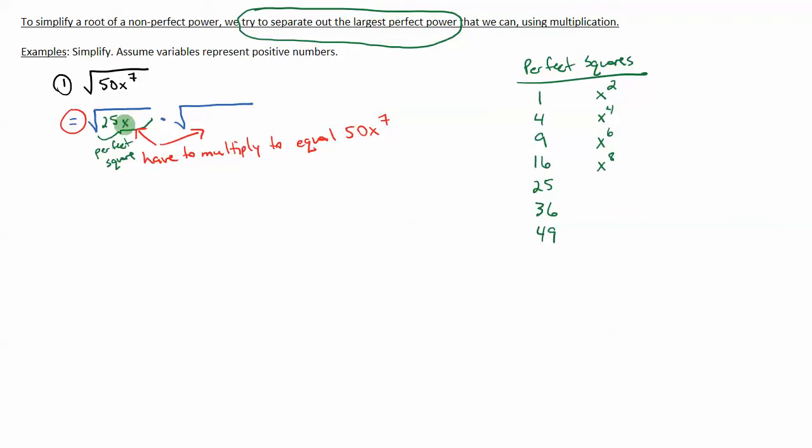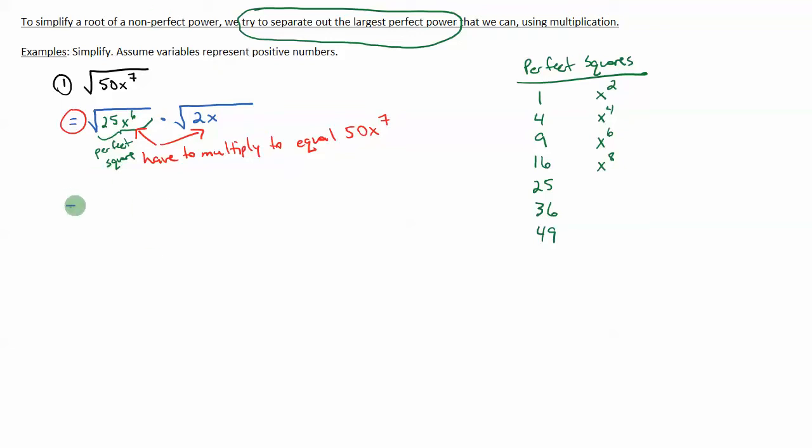The answer is yes. So what I'm missing now is the stuff that goes over here, because the two things under the radicals have to multiply to equal 50x to the 7th. Well, 25 times 2 is the 50, and x to the 6th times x to the 1st, or just x, is x to the 7th. And so now my second step is truly equal to my first step, because all this multiplies together to be 50x to the 7th. So I've split my radical using multiplication.